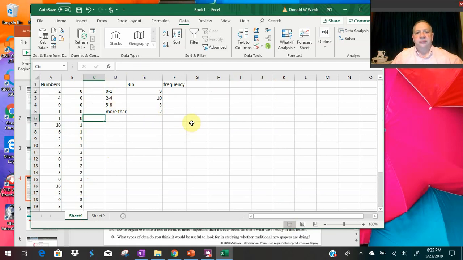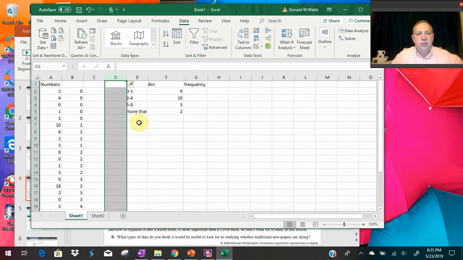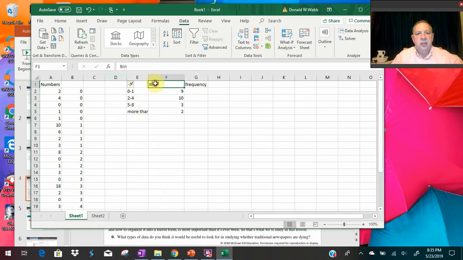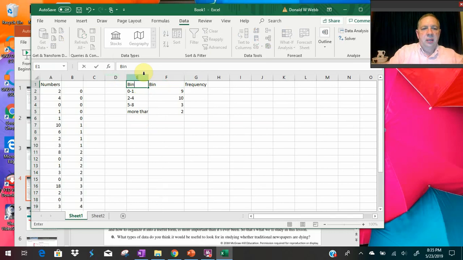This got pulled over, so I'm going to insert like this. Here's my bin, just let me do it this way. And clear. And here's the frequency.